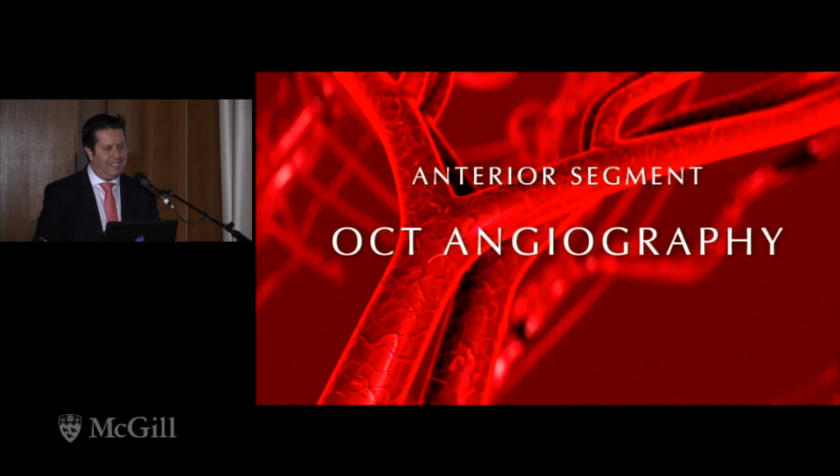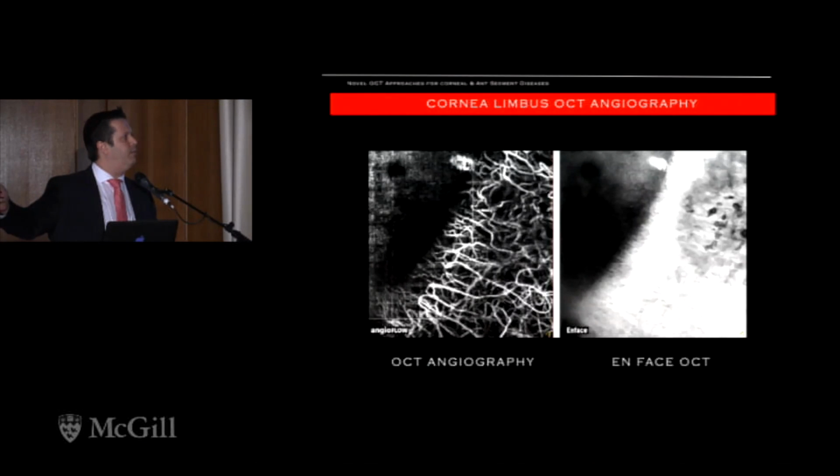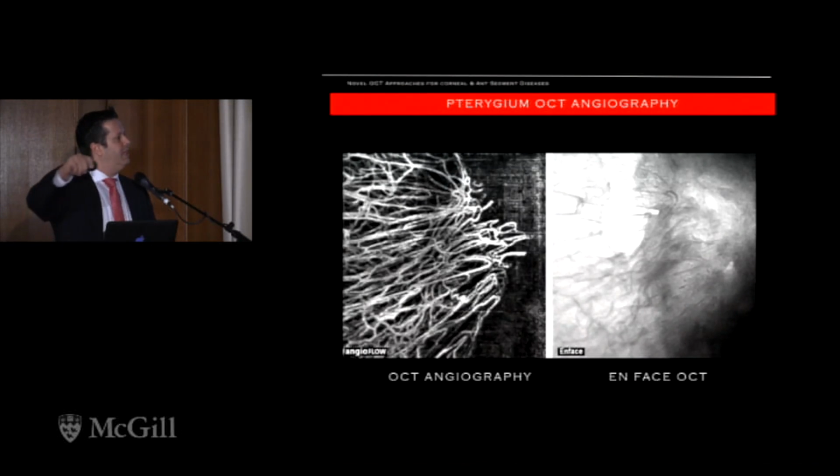So we applied exactly the same simple principle, and we used OCT angiography in the anterior segment. So what were we able to do? We assessed the limbus. We can assess the limbus. Look at a case of pterygium. You can see the quality and the details in a patient with pterygium.